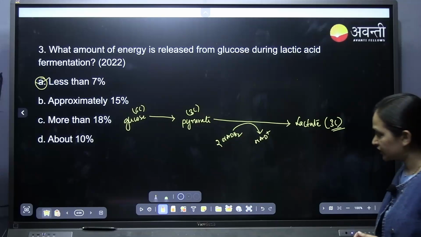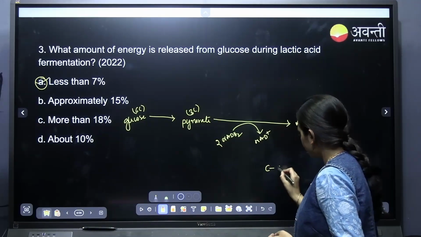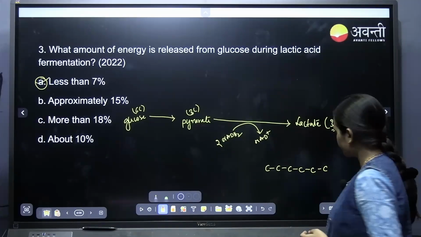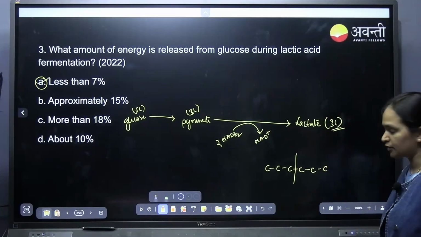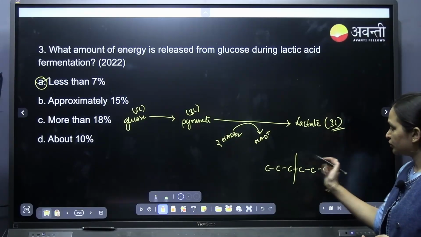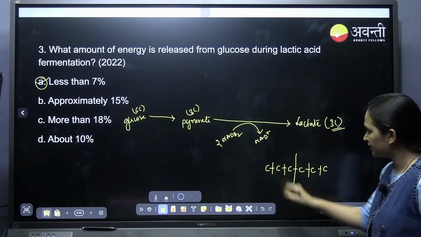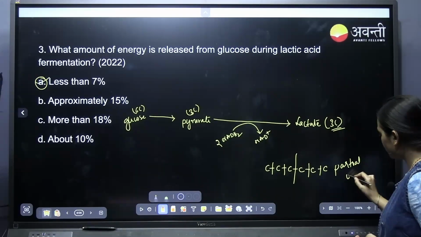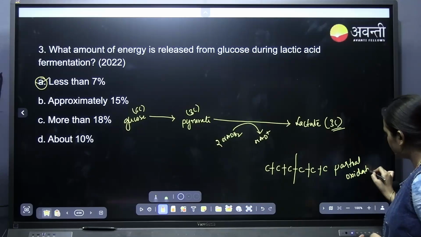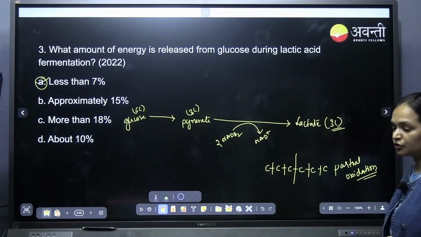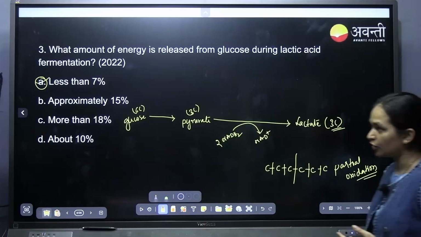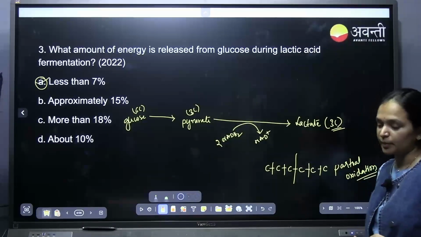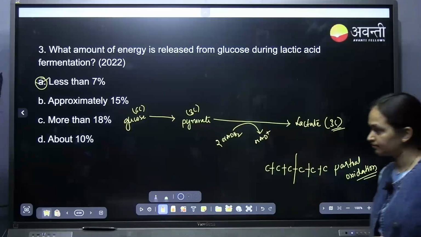Is total oxidation has taken place? Like the glucose has 6 carbons, right? Only breakage of this bond has taken place. There is no breakage of all the bonds, which means it is a partial oxidation. Total amount of energy they will not be getting. It will be less than 7% of energy it will be released in lactic acid fermentation. Understood?